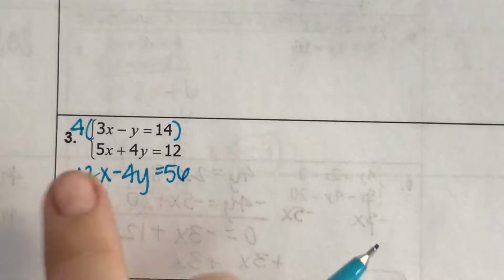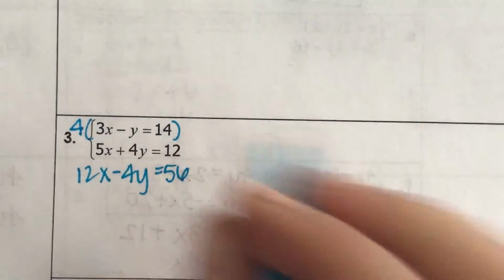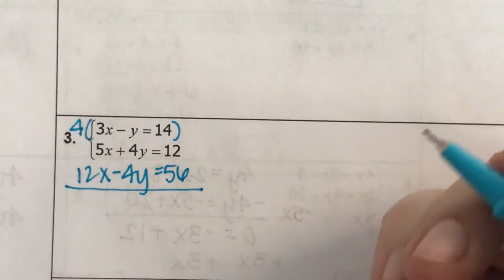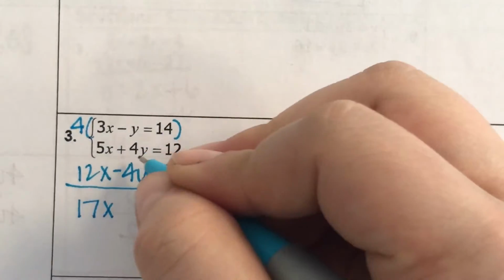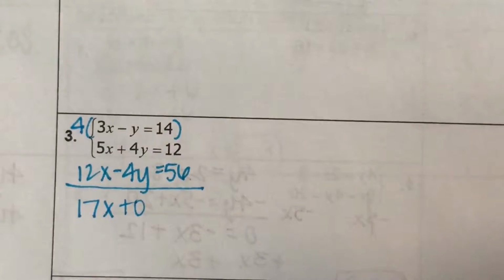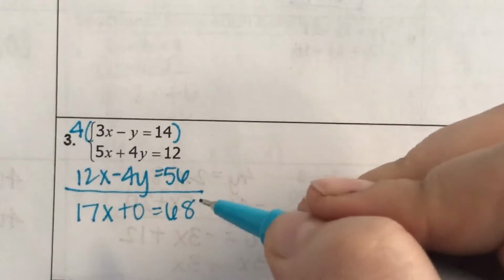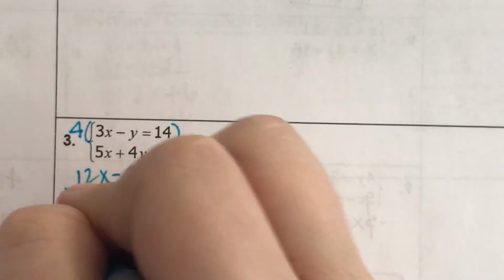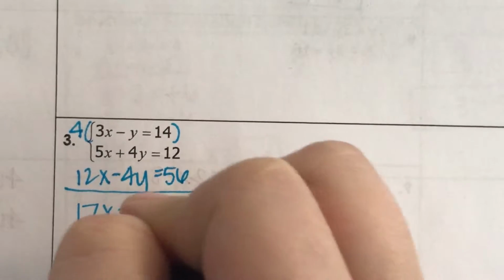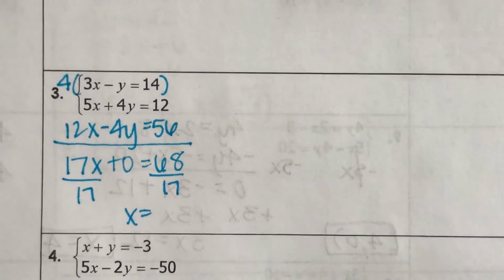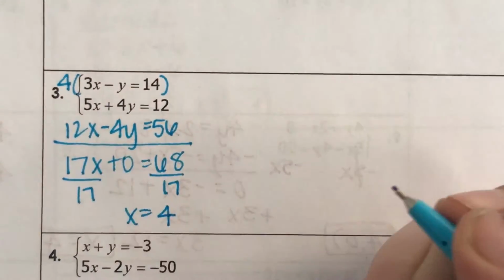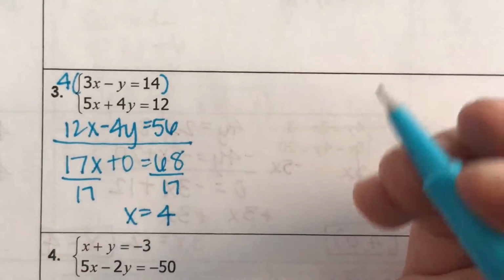So now that I have my opposite coefficients, I can just add these two equations together. Okay. So 5x and 12x make 17x. 4y and -4y make 0. And then 56 and 12 make 68. So now all I have to do is divide by 17 to get x. x equals 4. 4 times 17 is 68.